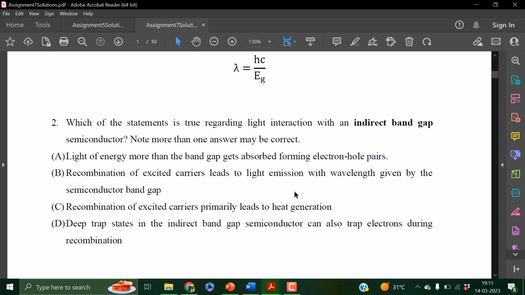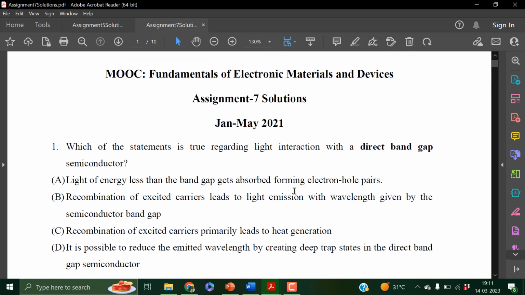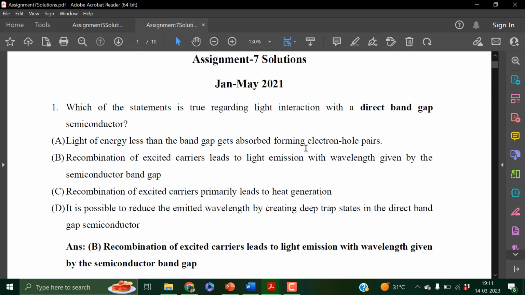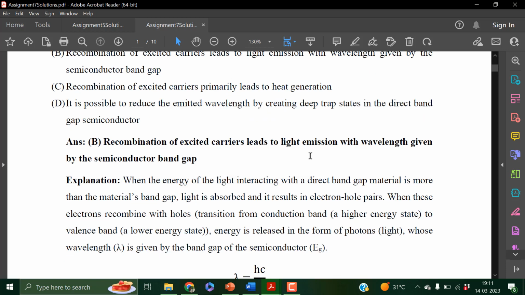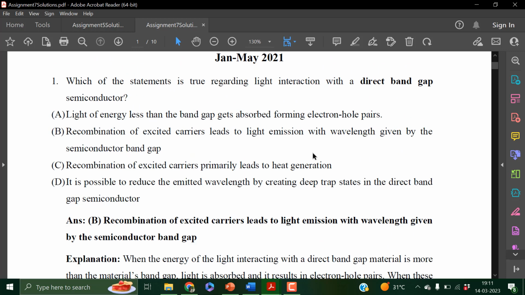Yes, so deep trap states will also be correct. Like in question number one, they ask whether it is possible to reduce the emitted wavelength by creating deep traps in a direct semiconductor. If they had said emitted intensity, that would be a correct answer. It is possible to reduce the emitted intensity. Then it will be correct.